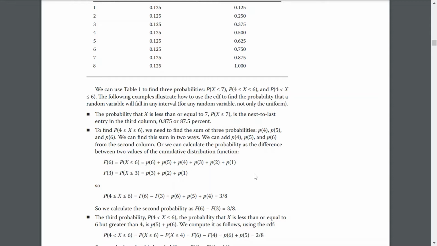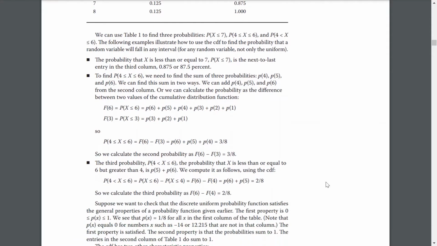The following example illustrates how to use the CDF to find the probability that a random variable will fall in any interval, for any random variable, not only the uniform. The probability that X is less than or equal to 7 is in the next to last entry of the third column, which is 87.5%. To find the probability between 4 and 6, we need to find the sum of 3 probabilities: the probability of 4, 5, and 6. We could find this sum in 2 ways. We could add the probabilities of 4, 5, and 6 from the second column, or we could calculate the probability as the difference between 2 values of the cumulative distribution function.